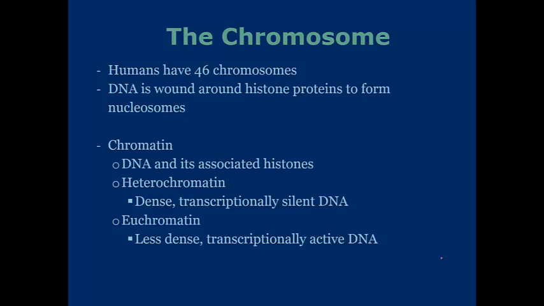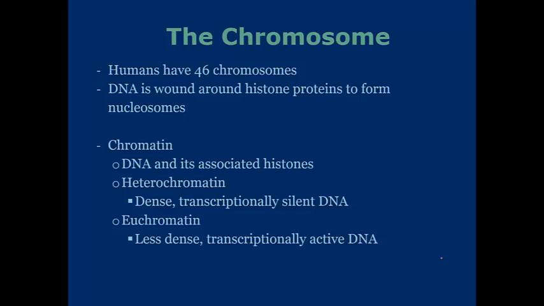The human genome is listed to have 46 chromosomes, 23 from each parent. DNA is also wound around histone proteins to form the nucleosome, and this is organized into chromatin. This is DNA and its associated histones, and there are 2 types: heterochromatin, which is dense and transcriptionally silent, and euchromatin, which is less dense and transcriptionally active. If it's dense, that means that it's wound tightly, meaning that the mechanisms for transcription cannot get in, whereas euchromatin is less wound up, meaning that these transcriptional mechanisms can get in.